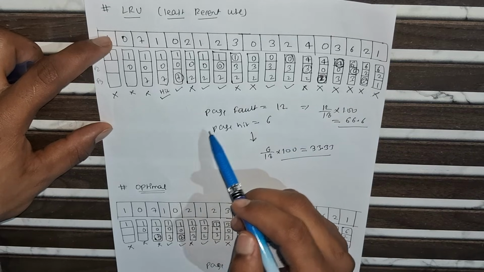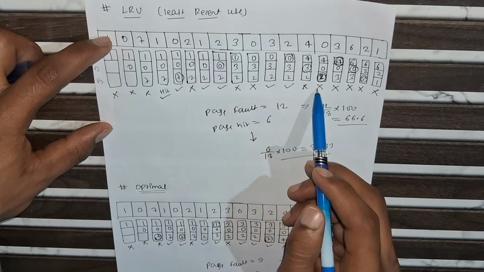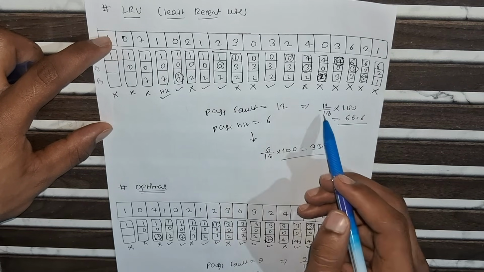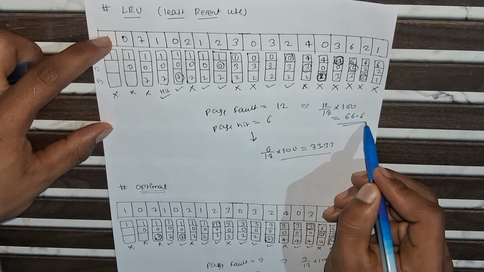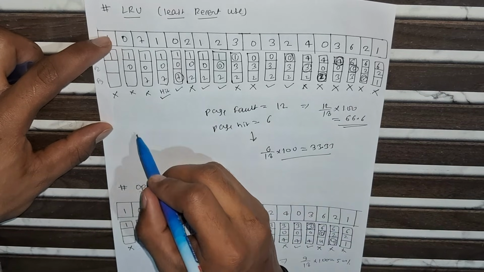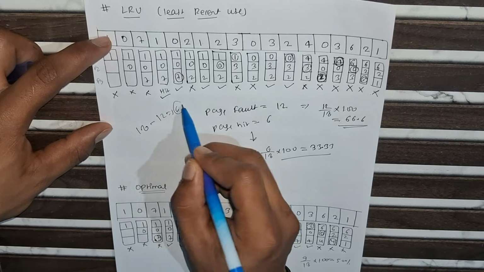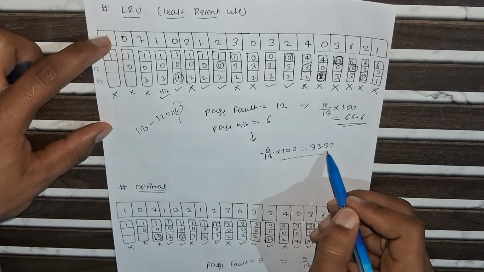So how many page faults are there? This is 1, 2, 3, 4, 5, 6, 7, 8, 9, 10, 11, 12. 12 page faults are there. So 12 by 18 into 100, this is nothing but 66.6 percent page faults. Now what are the page hits? Already we know that 18 are there, so 18 minus 12 equals 6. So 6 page hits are there. So 6 divided by 18 into 100 equals 33.33.